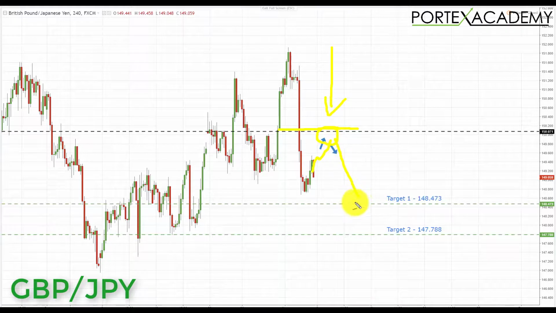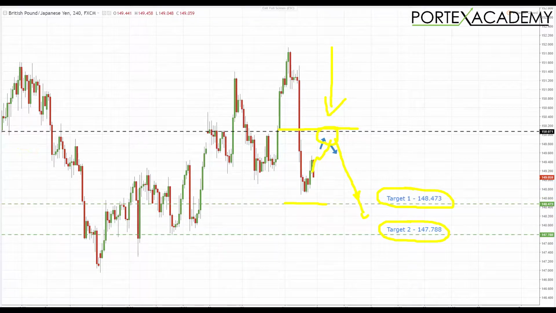And we're going to be looking at taking those short, first of all down towards the first target, which we came close to down here at the 148.473. And then we're going to be looking for the secondary target, if we can get a breakthrough here to the downside, the next key area of support on this pair at the 147.788.